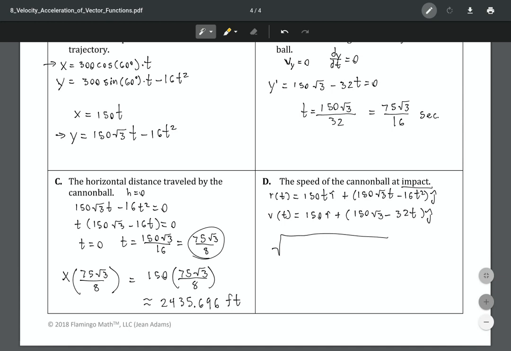So what I would have to do is remember the speed. The speed is the square root of the velocity in the x direction, which is 150 squared, and the velocity in the y direction, but I'm going to have to plug in that time that I have there, which is 75 square root of 3 over 8. All of that squared. And when you put all that stuff in, you should get 300 feet per second, of course, because we're talking about speed here.